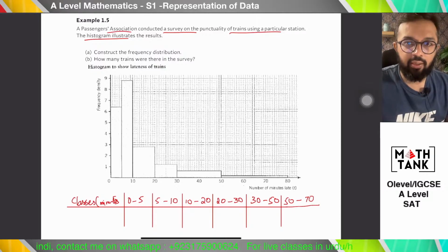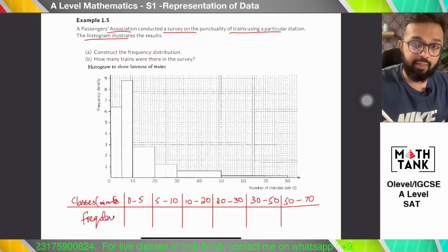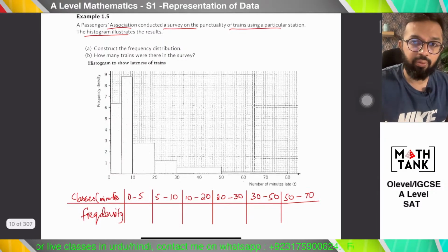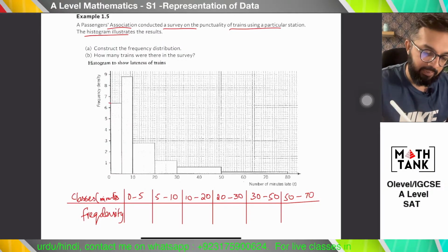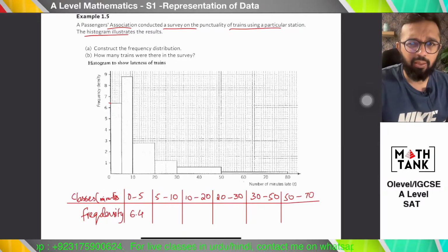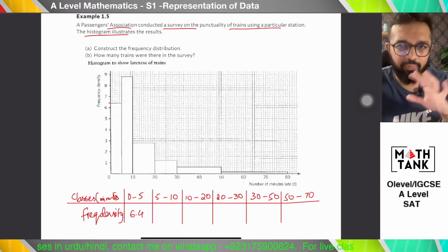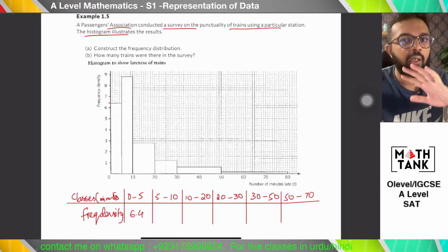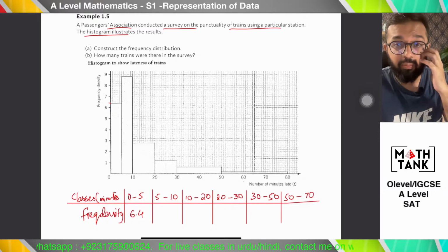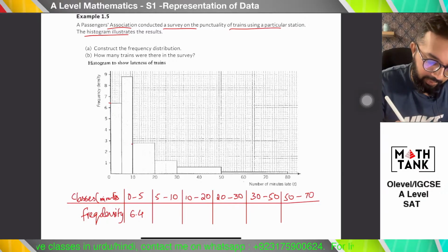Now, from the graph, I cannot read the frequency. I can first read the frequency density. Okay, so for each of these classes, I'm going to read the frequency density. The first one looks like 6.4. This graph is a little smudged because I copied it from a book. It's not from past papers. On the exam, you will have a pretty clear graph, with what line is where and everything. You'll be able to see the grid as well. Okay, I can show you that in the past paper questions.